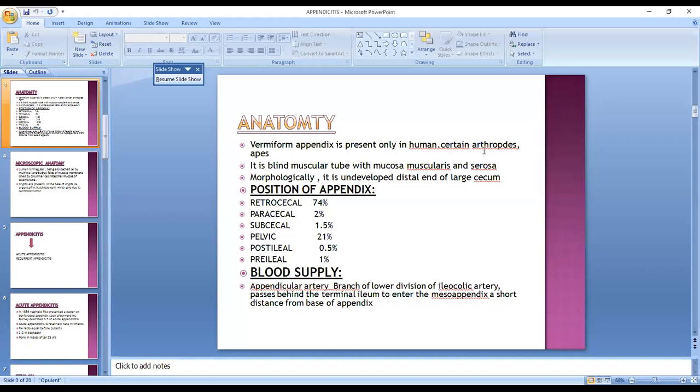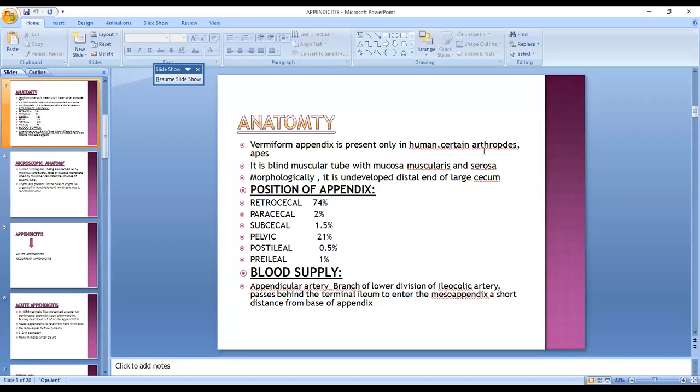If the appendix lies behind the cecum, it is retrocecal. This is most common. If it is present in the paracecal position, around the cecum, over the cecum, left or right, near the cecum, it's paracecal. Para means around. Subcecal is below the cecum. And if it is present in the pelvis, it is known as the pelvic position.